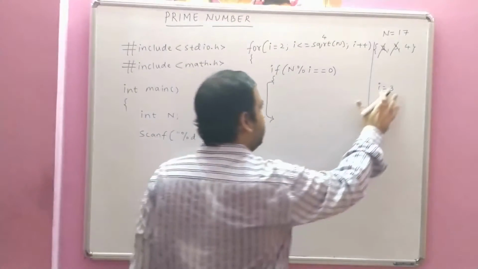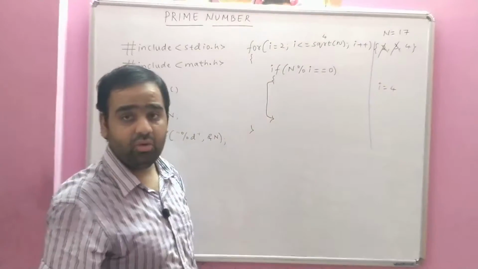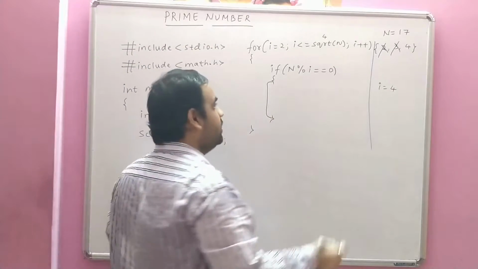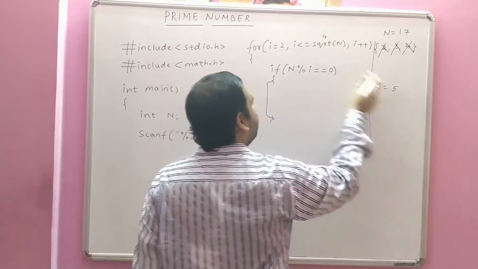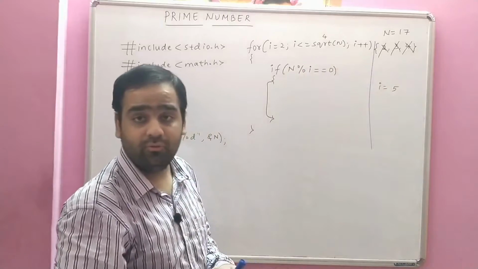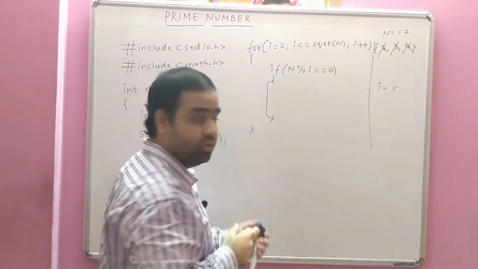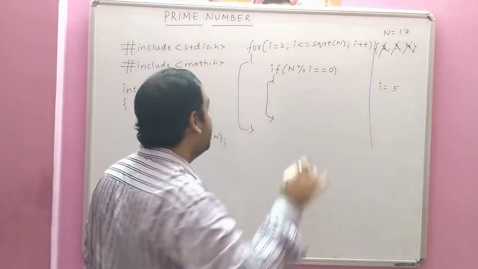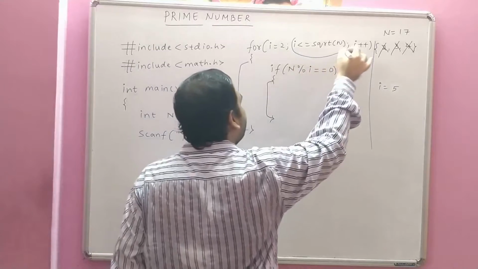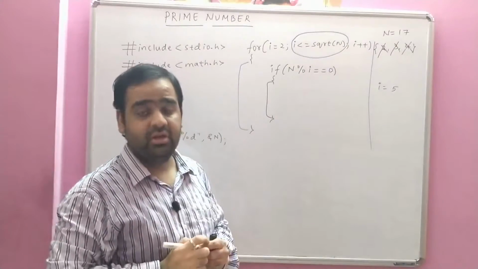Try it. i plus plus, 4. 4 less than or equal to 4? Yes. 17 modulo 4 equal to 0? No. Therefore, this is also not a factor. We say i plus plus, i is 5. 5 less than or equal to 4 is false. Now, why are we coming out of this loop? We are coming out of this loop because this condition has failed. This is the first scenario.